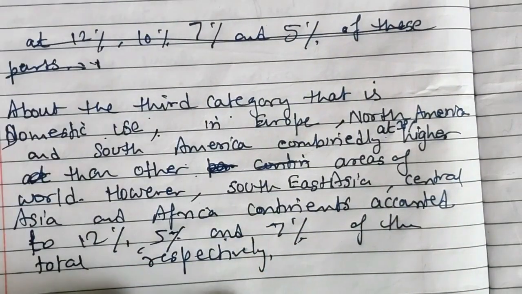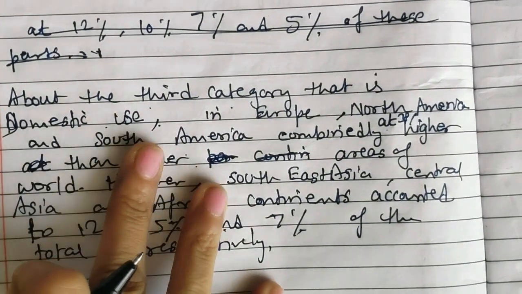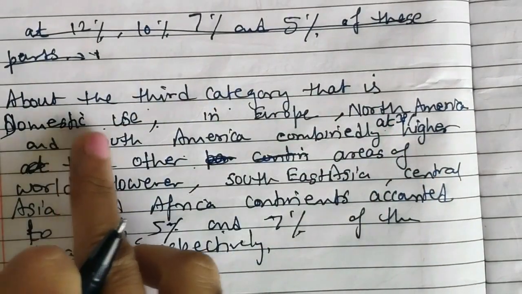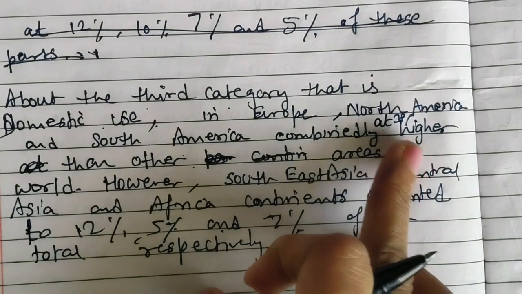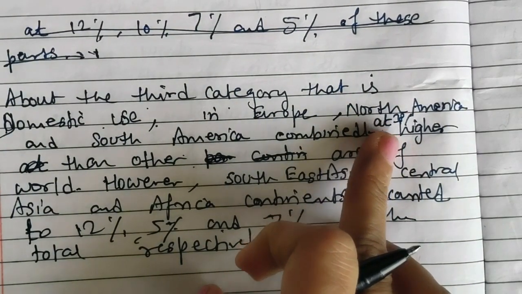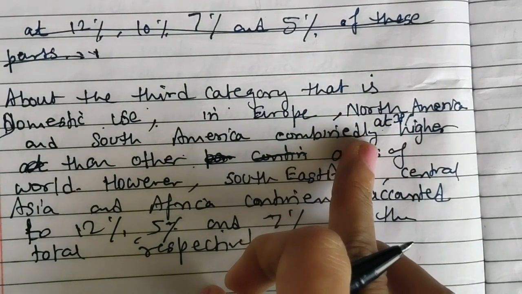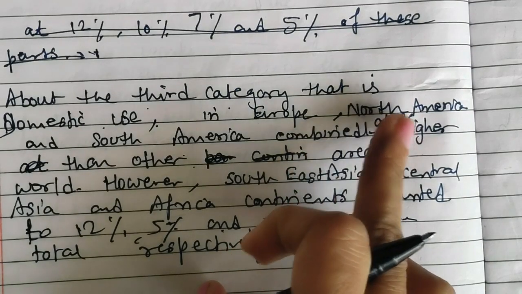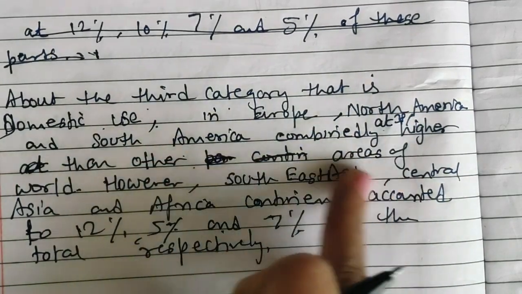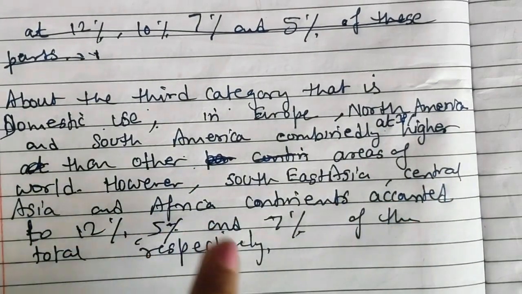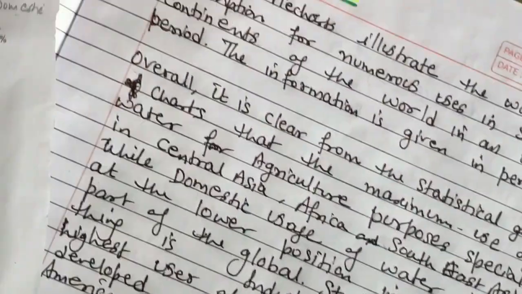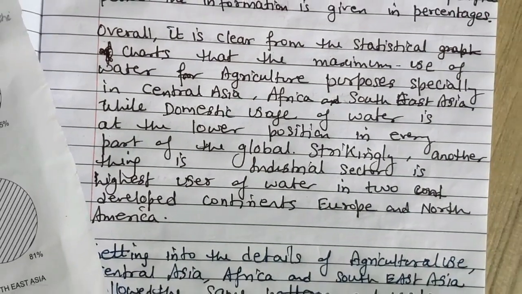See how many words I have written. So this is the last paragraph about the third category, that is domestic use in Europe, North America and South America combinedly. At percentage total I have written combinedly or jointly, you can write at 38% higher than other areas of the world. However, Southeast Asia and these countries accounted for this. Okay, so this is my writing task 1. I will show it.